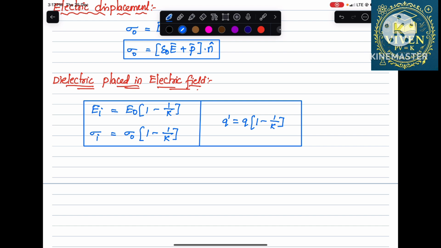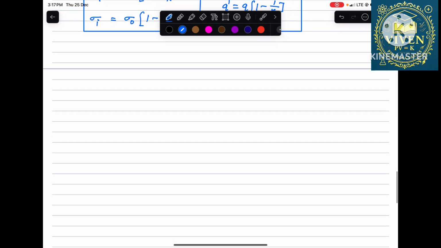And now let us enter into the topic, capacitors. Starting with the capacity of an isolated conductor. What do you mean by capacity? Ability to store.